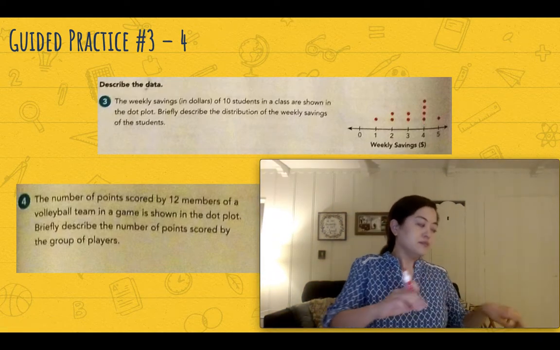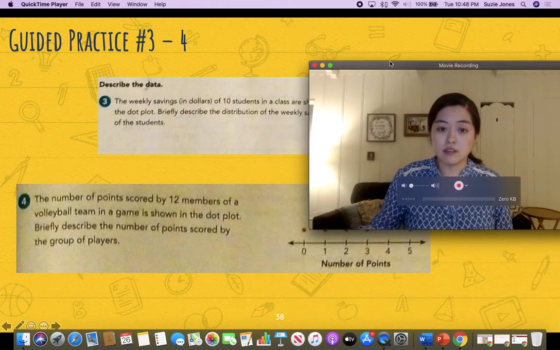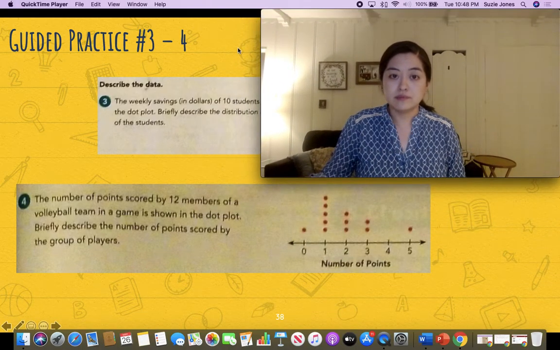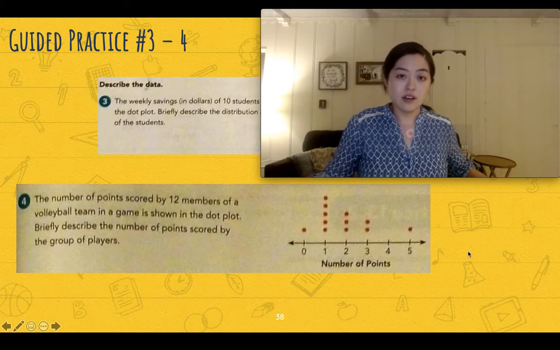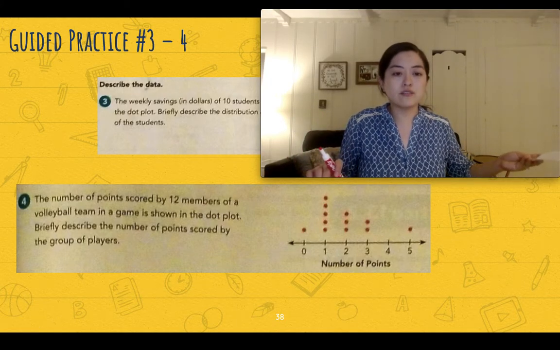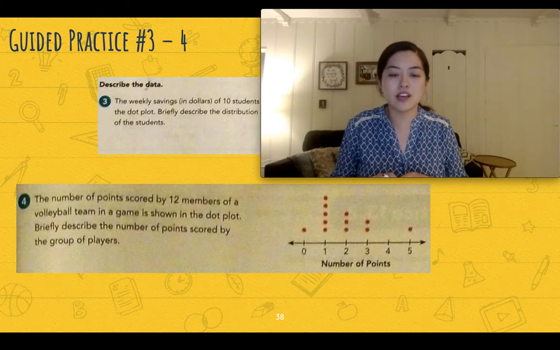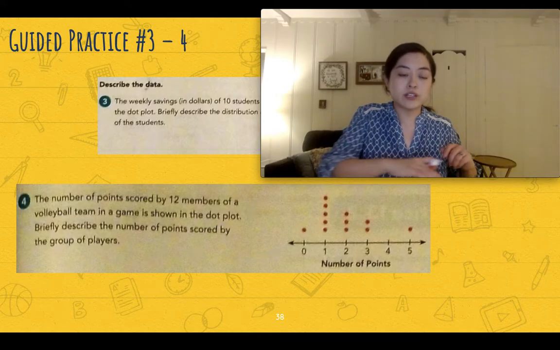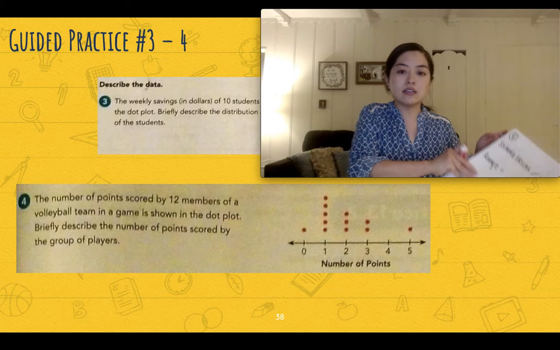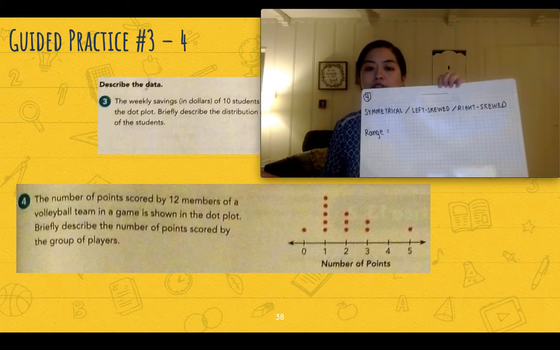All right. Let's look at number 4, and I'm just going to move my video screen. Okay. So number 4 says the number of points scored by 12 members of a volleyball team in a game is shown in the dot plot. Briefly describe the number of points scored by the group of players. So is that dot plot symmetrical, left skewed, or right skewed?